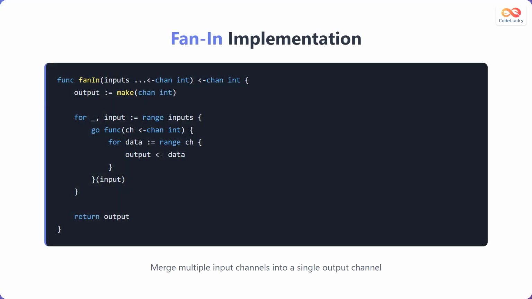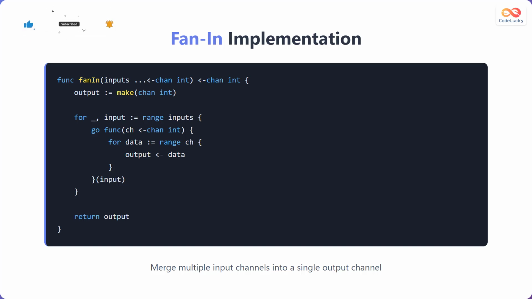Here's the code snippet for the fan-in implementation. We define a function called fan-in, which takes a variadic number of receive-only channels of integers as arguments, and returns a receive-only channel of integers. Inside the function, we first create a channel called output. Then, we iterate over the input channels using a for-range loop.